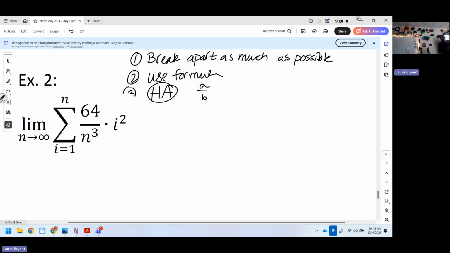Okay, let's try a second one. Okay, so first up, break apart as much as you can, which means just only leave the I in with the sigma. So my first step here is going to be limit as n goes to infinity, I pull the 64 over n cubed out front. Summation of just I squared.